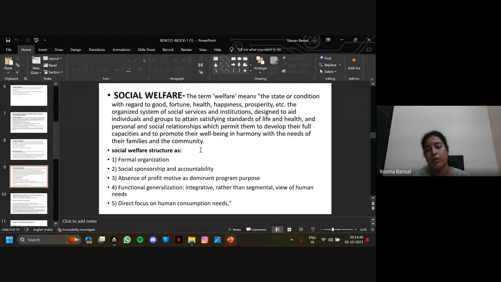Social, sorry, child welfare organization, the people who are working there, take these kinds of children with the help of legal authorities and make them stay in the orphanage. They provide them their basic needs: shelter, food, clothes. Basically, they direct focus on human consumption needs.